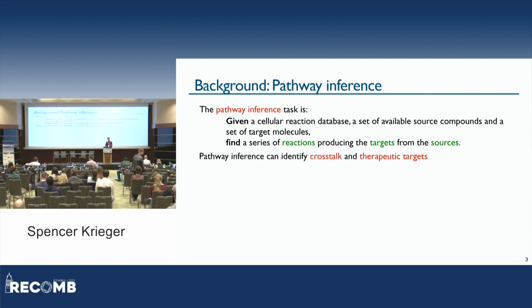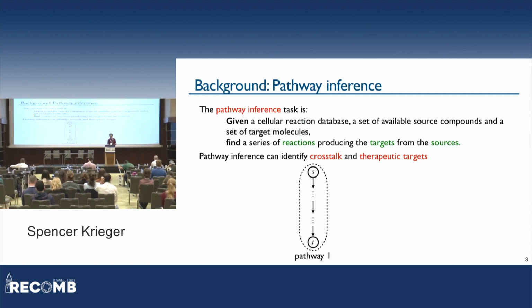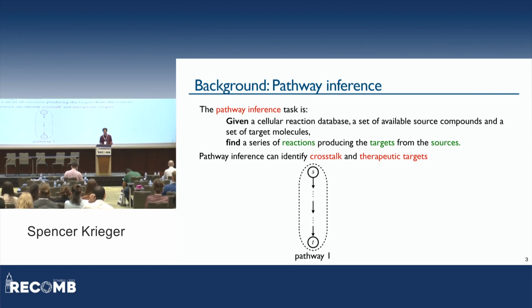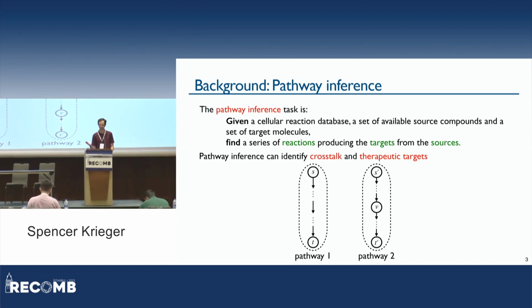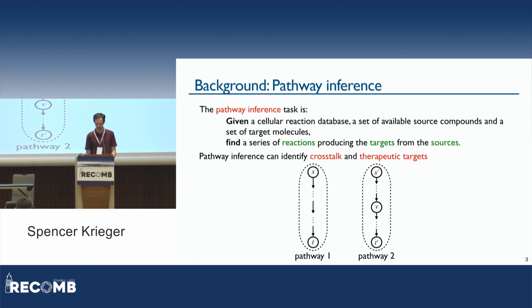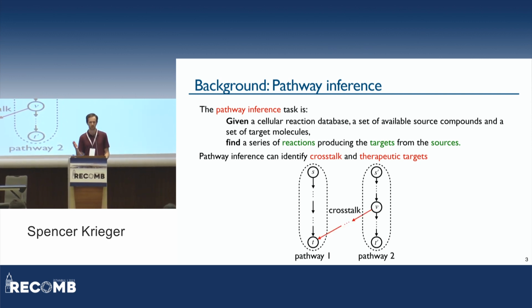So why do we care about this task? Pathway inference can identify crosstalk and therapeutic targets. For crosstalk, I'll give a cartoon. Say that you have an annotated pathway like this, and a second annotated pathway, that have both been found through experimental work. We can now infer a pathway starting from the sources of the second pathway to the target of the first pathway, and show that in activating pathway 2, you might also activate pathway 1.